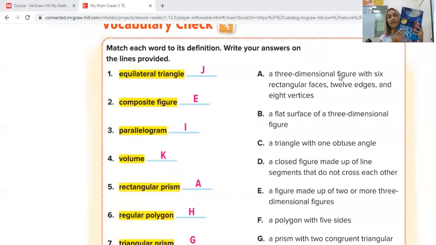So faces are around the sides. There are 6 rectangle faces. 1, 2, 3, 4, 5, and 6 on the back. 12 edges. Edges are where the faces meet. So there are 12 edges around this shape. And then vertices are the points where they meet. 8 vertices. 1, 2, 3, 4, 5, 6, 7, 8. That's a rectangular prism. 3D rectangles on all sides.